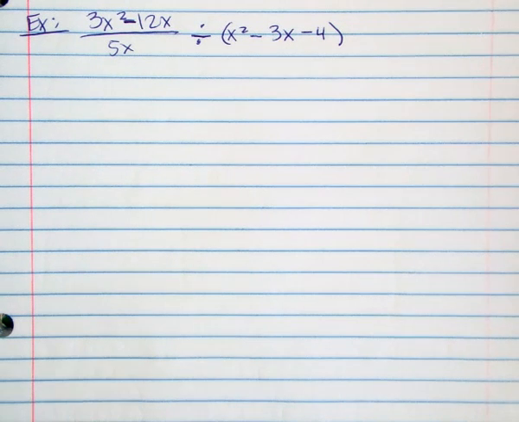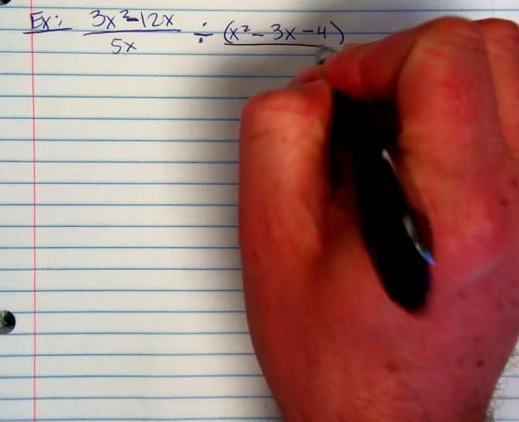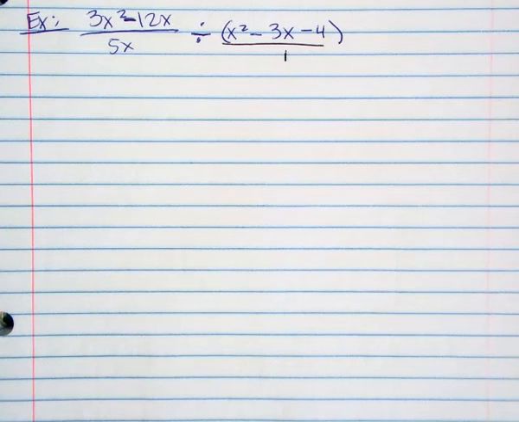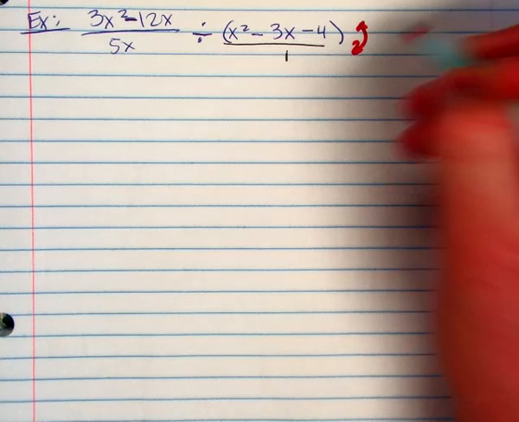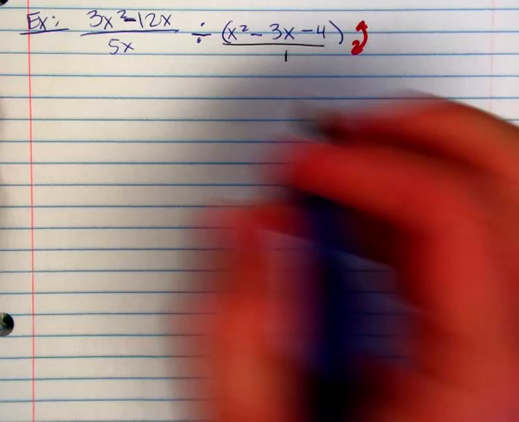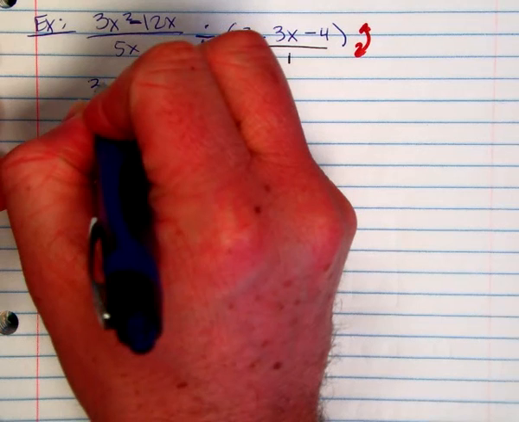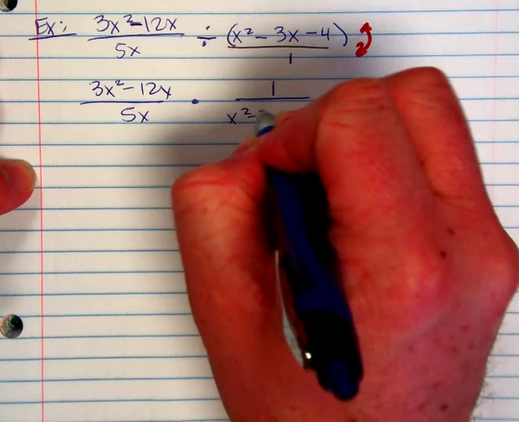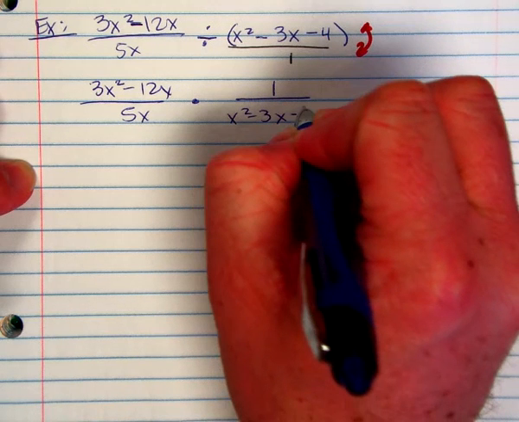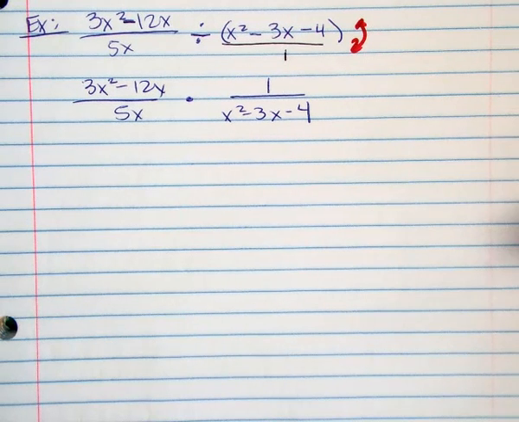This is the exact same idea that we were doing in the last one, and we saw this show up in multiplication also. If it's just a polynomial, put it over 1. So that'll be our first step. Please remember that because it's division, we will have to flip this and turn it into multiplication. So it becomes 3x squared minus 12x over 5x times 1 over x squared minus 3x minus 4. So we flip the whole thing over.